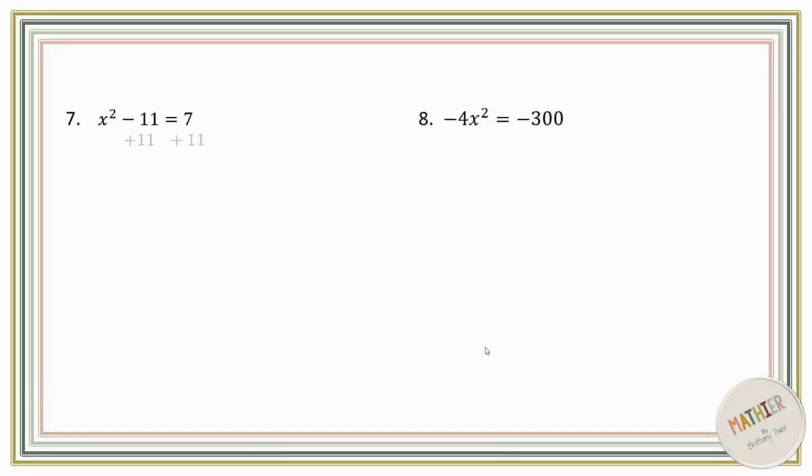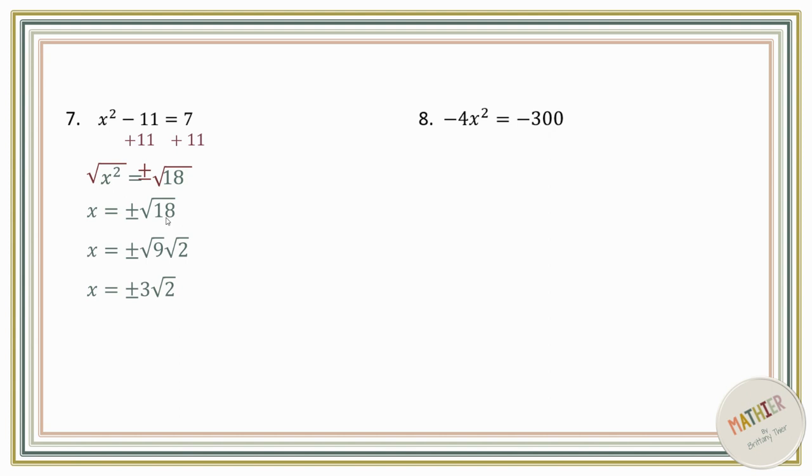Number 7, we need to add 11 to both sides. That gives us x squared equals 18. And then taking the square root of both sides to get rid of the square power, remembering our plus or minus, we get x equals plus or minus the square root of 18. Now 18 does have a perfect square factor of 9, so I'm going to break up 18 into 9 and 2. The square root of 9 is 3, so we simplify our answer to x equals plus or minus 3 root 2.